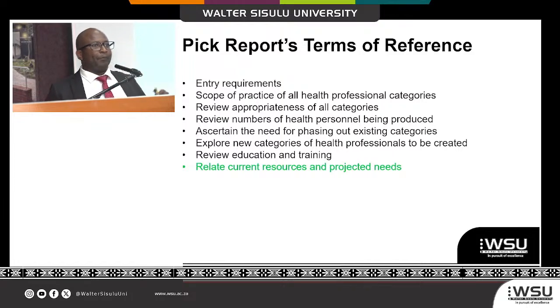From the peak report, I mean, many things have already been said, but I've highlighted one in green. Relate current resources and projected needs. So you need to be able to say, what is it that you need? What are the resources that are there? And how do you actually eventually get there? Unfortunately, this is where we fail mostly. We've not actually done our homework well.